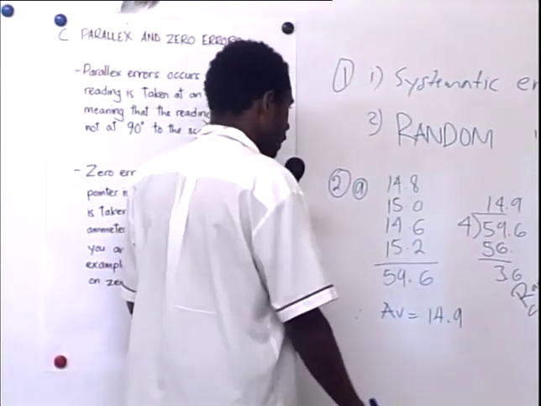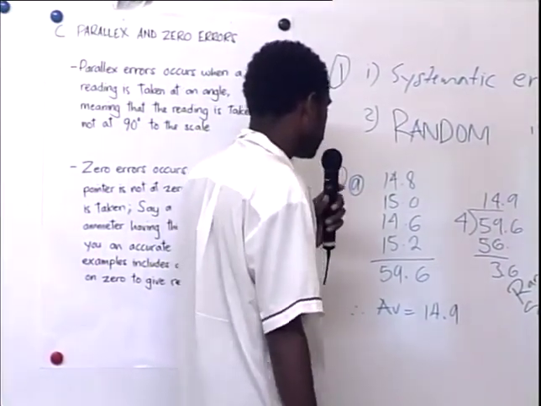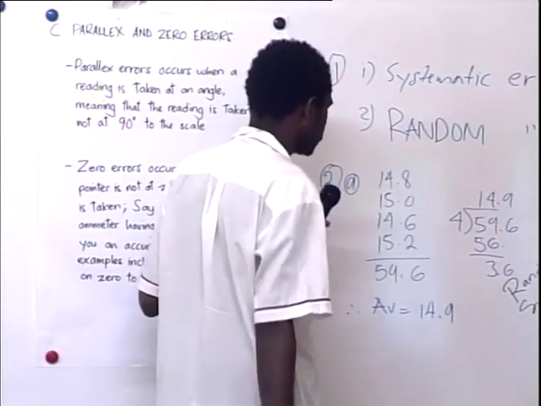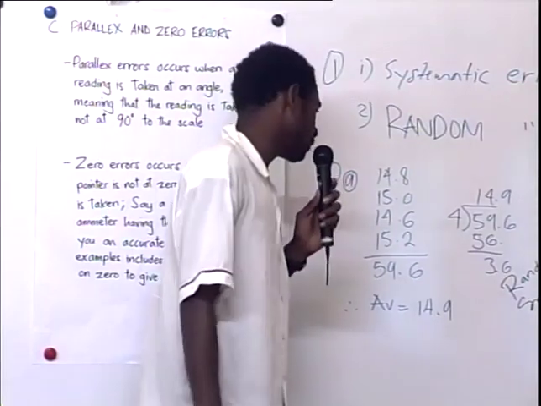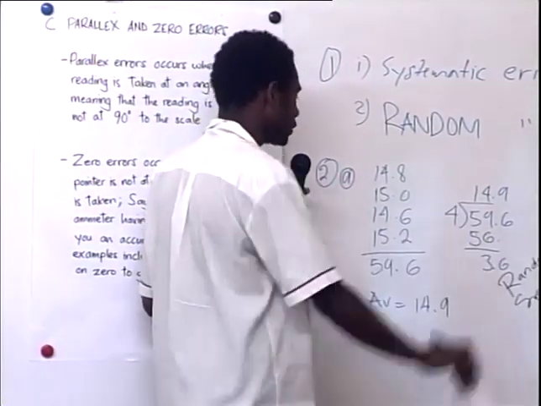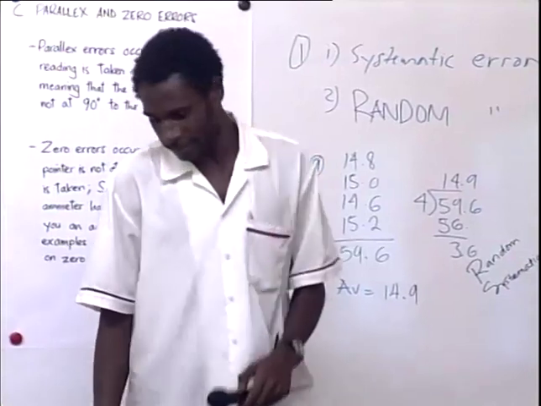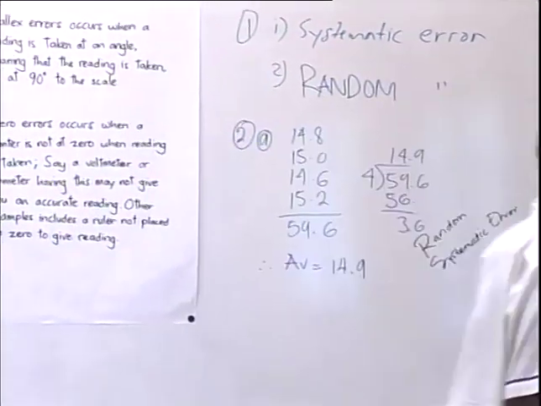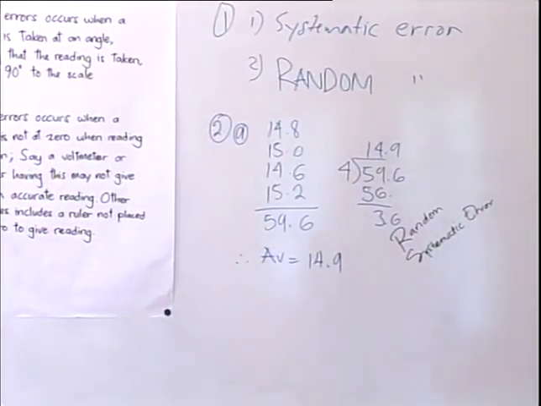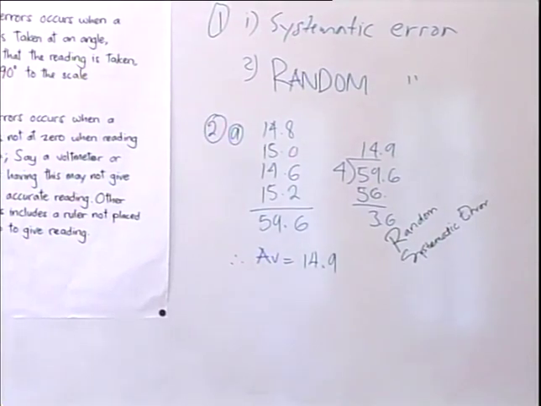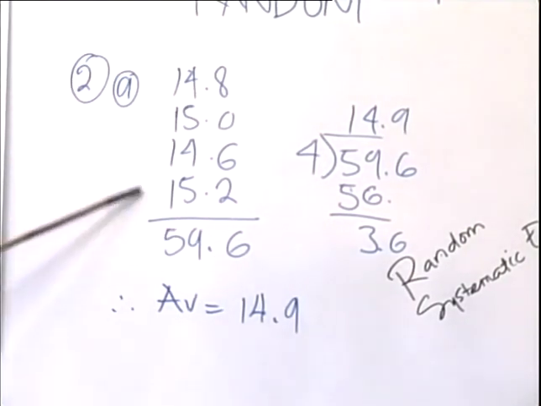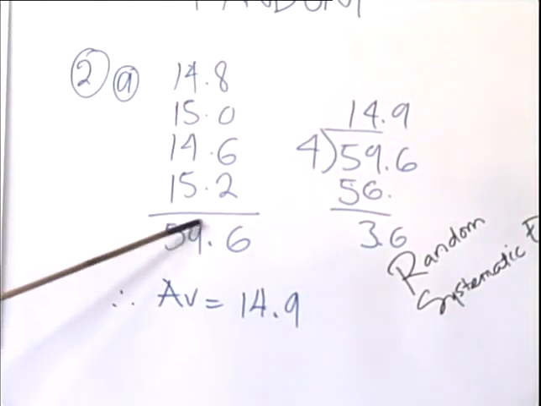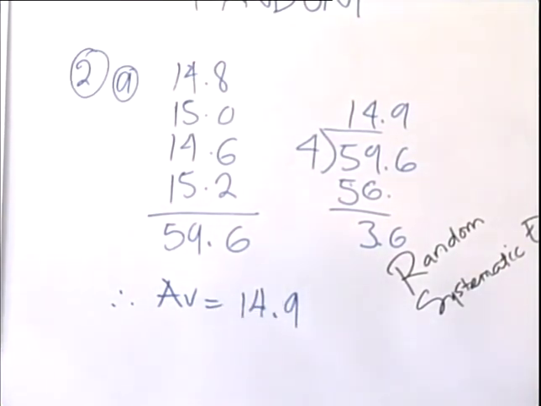Firstly, I divide the scores by 4 to get the average. Right, good. The average is 14.9. Is that correct? All right, yes. So you have to add all of these scores, divided by the number of scores, which is 4. And then you arrive at 14.9.